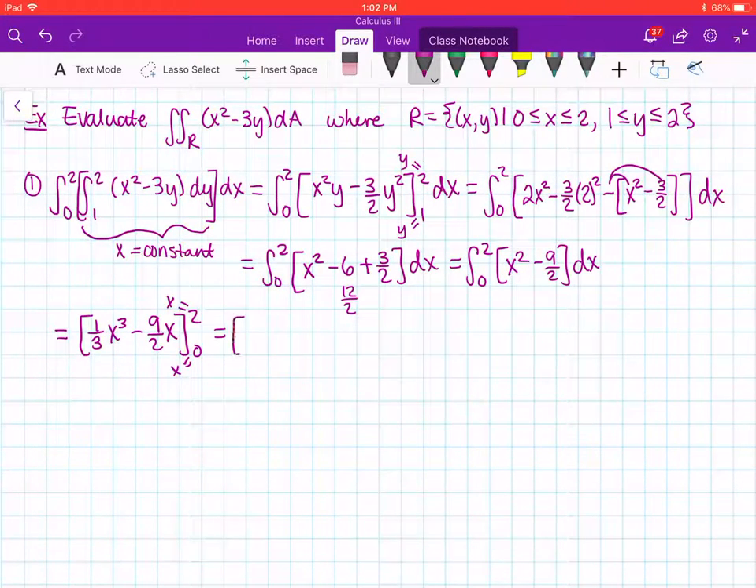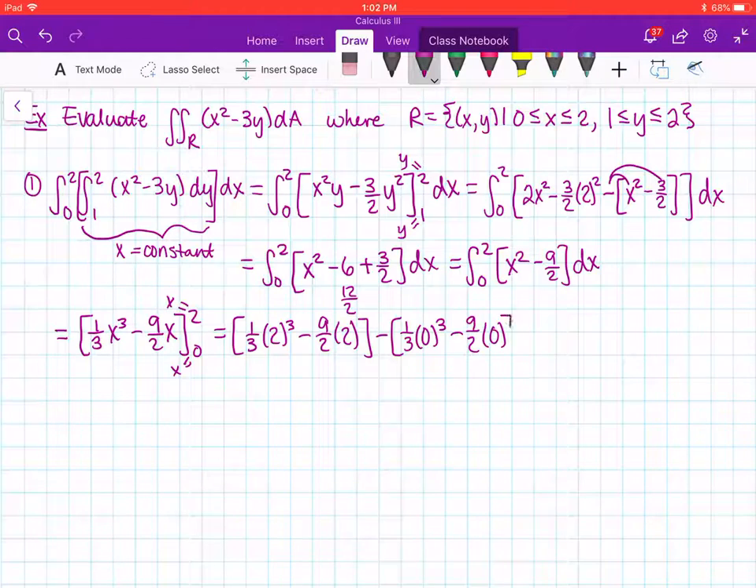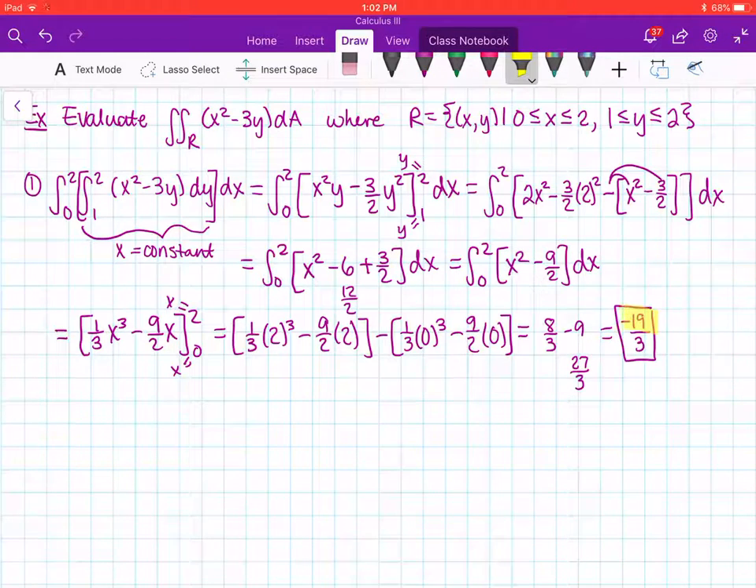So we substitute in first. And then we have 9 halves and 2. And then we subtract when we substitute in 0. Okay, we get 8/3, and then minus 9. And so this becomes 27 over 3. And so we get minus 19 over 3. Okay, so that's our answer.